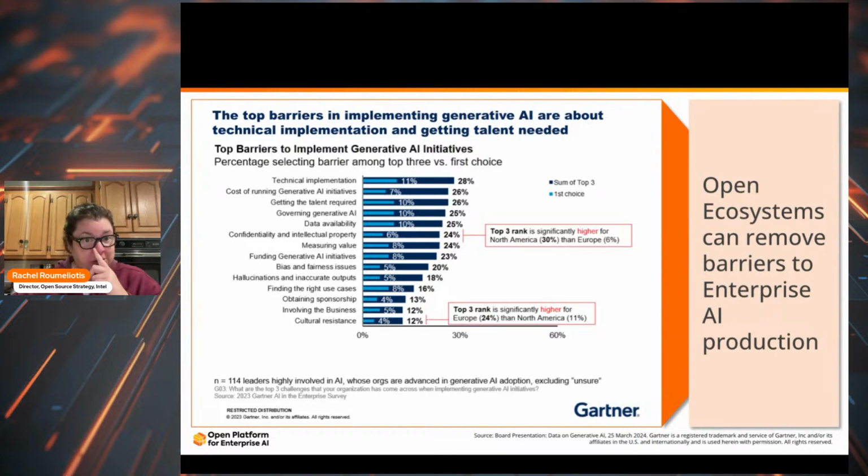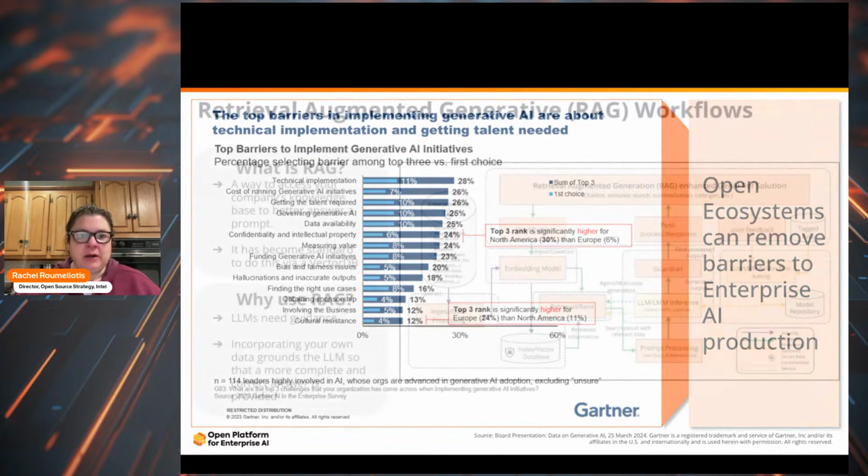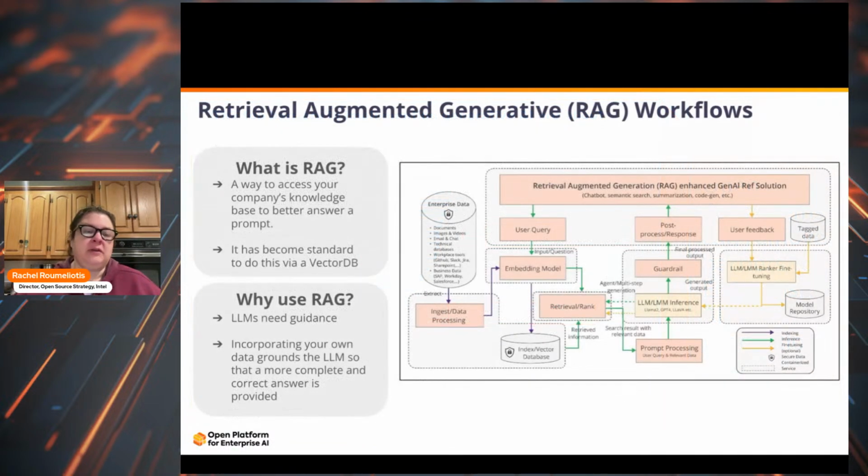There is so much AI goodness out there, but not enough people to make it happen. Once you have something in order, you need to think about governance and data availability. So there are many implementation barriers out there.